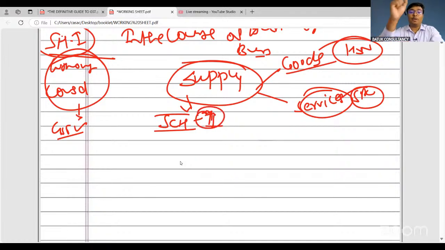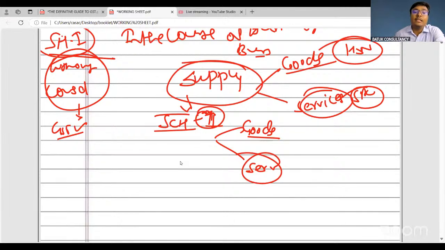In schedule number 2, they have given the list of goods or services, and the specific mechanism that these types of supply will be treated as supply of goods and these types of supply will be treated as supply of services. In schedule number 1, they have specifically mentioned the transactions or activities which will be treated as supply, whether for a consideration or not. Schedule number 2 is specifically for the determination of supply of goods or supply of services.